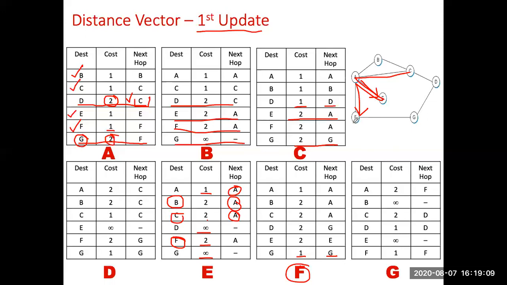When these nodes exchange the information with A, as they have in the first update, then on the next step, when A shares the information with these nodes again, it can calculate the cost to the nodes which are actually far away. Okay, so next let's move to the second update.